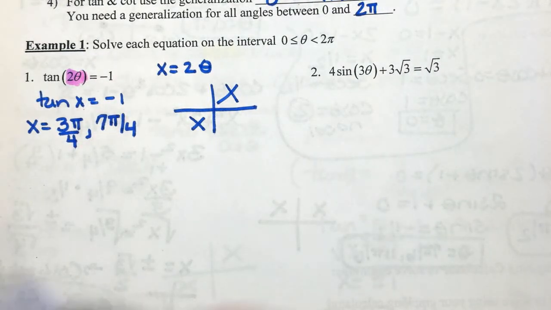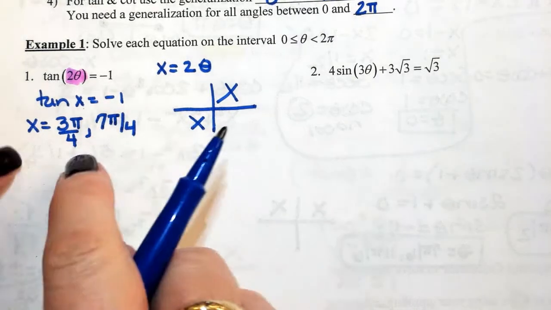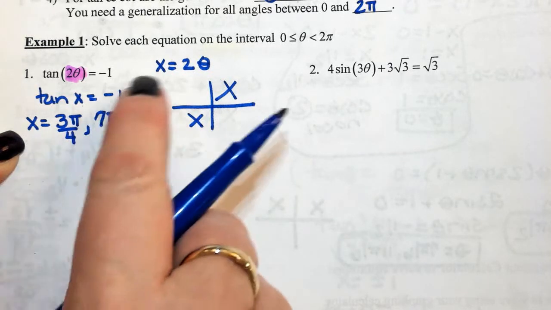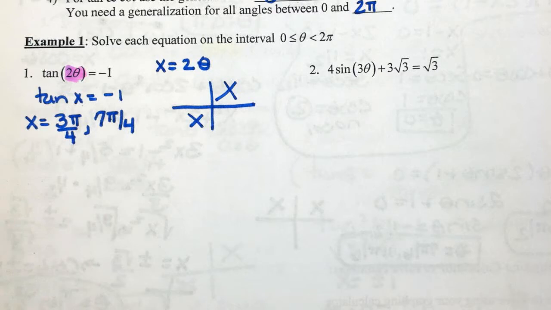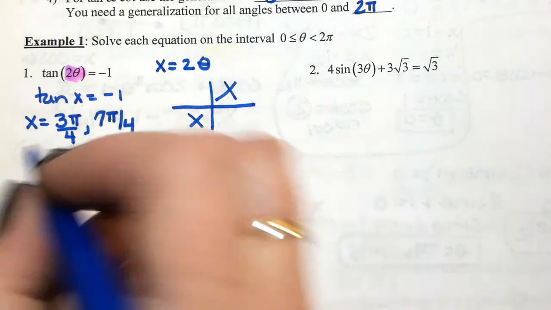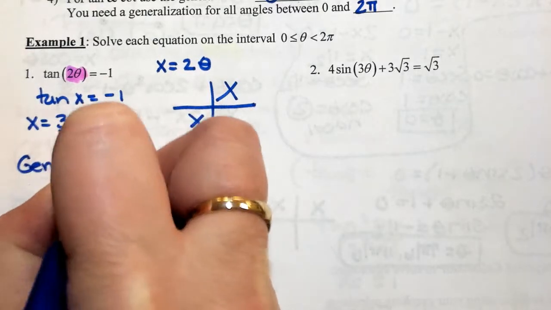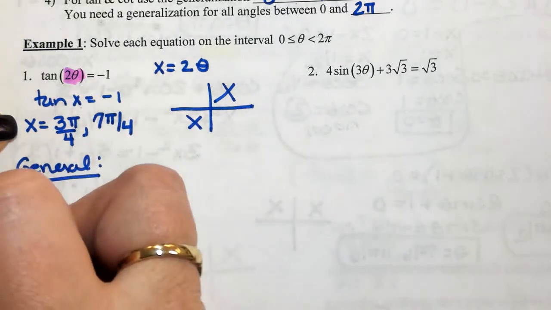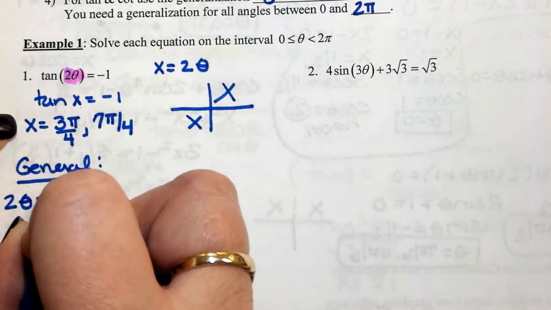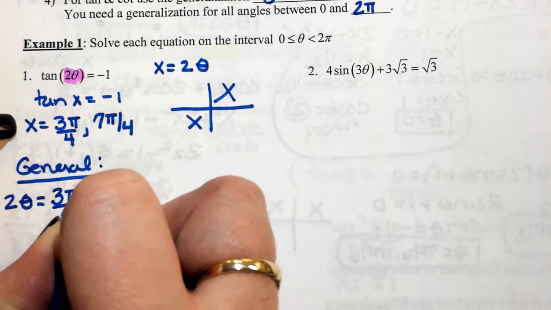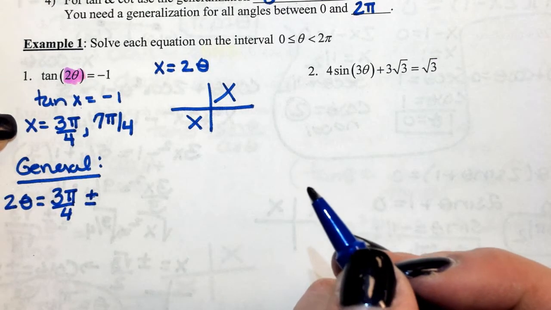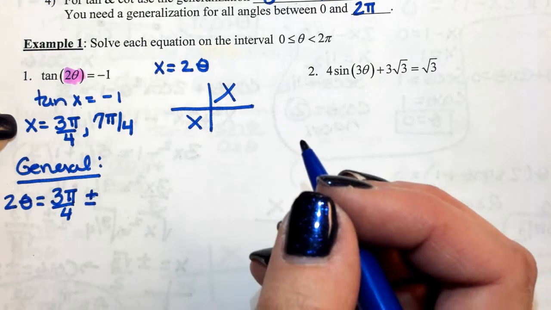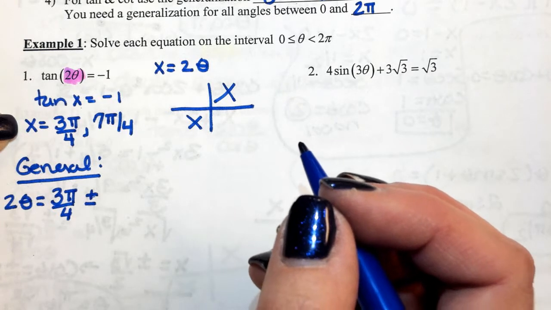Good so far? So now this is where the generalization is going to start. Remember, it's not x. What did I take out? What did I replace 2 theta with? I replaced 2 theta with x. This is where now I am going to make my generalization. So now instead of writing x equals 3 pi over 4, I need to bring back in this 2 theta. So 2 theta is equal to 3 pi over 4 plus or minus, and this is where that generalization comes in. Because it's a tangent, is it going to be plus or minus 2 pi k or plus or minus pi k? For tangent and cotangent, it's a what? Pi k.